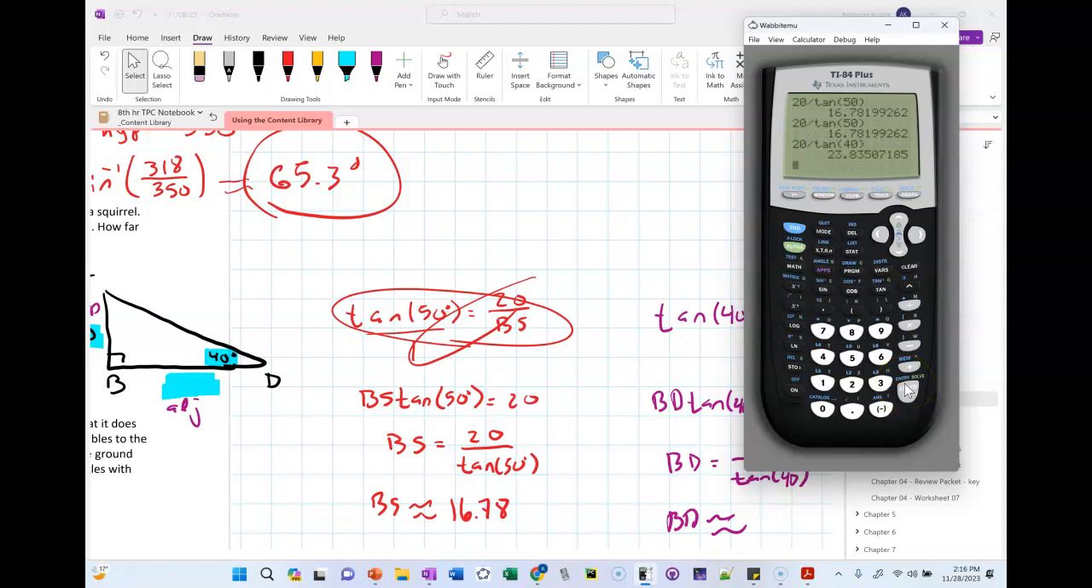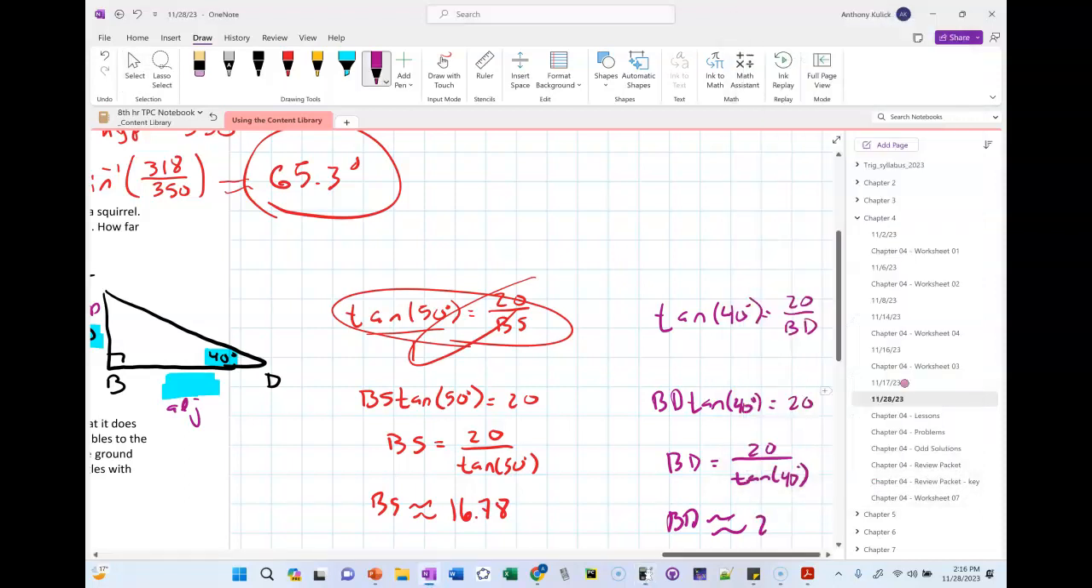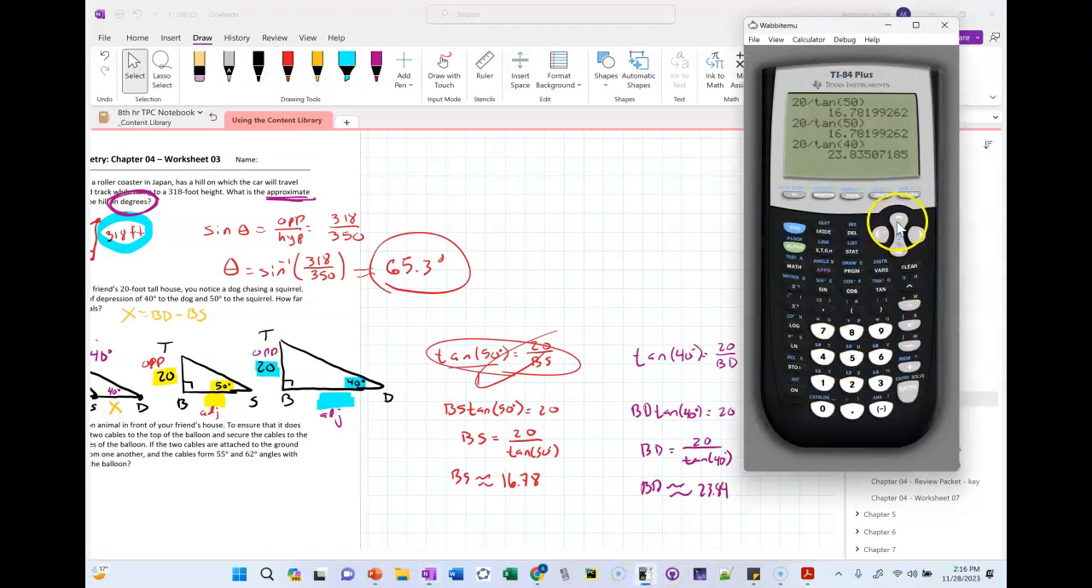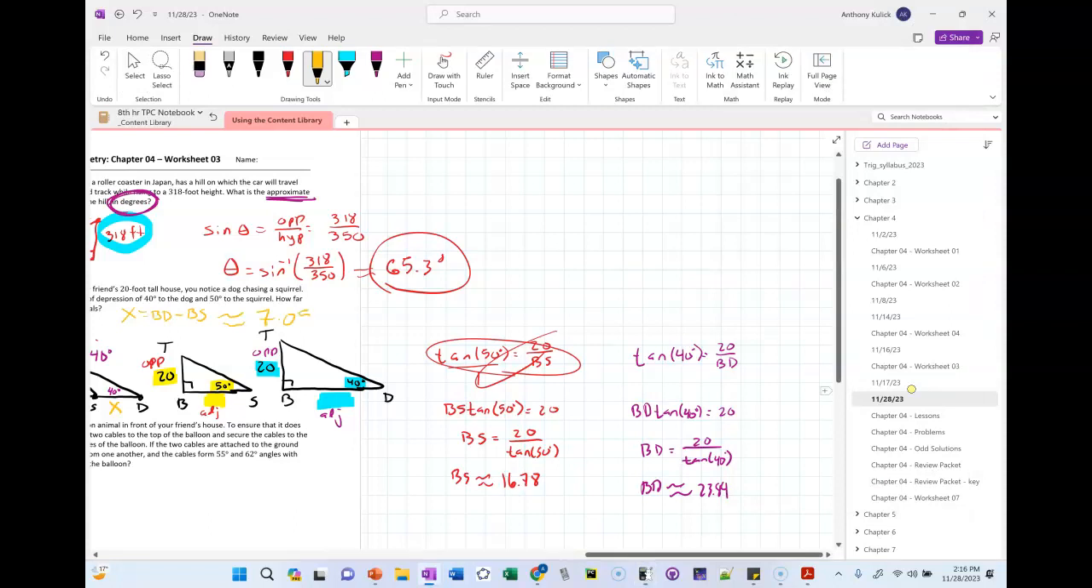So I have 2384. So far, so good. And what was x again? The piece that we actually wanted was just BD minus BS. So 705. No system needed on that one.